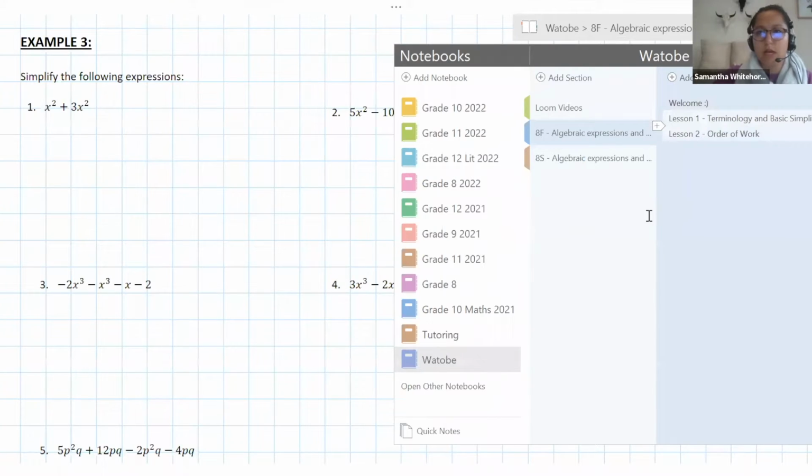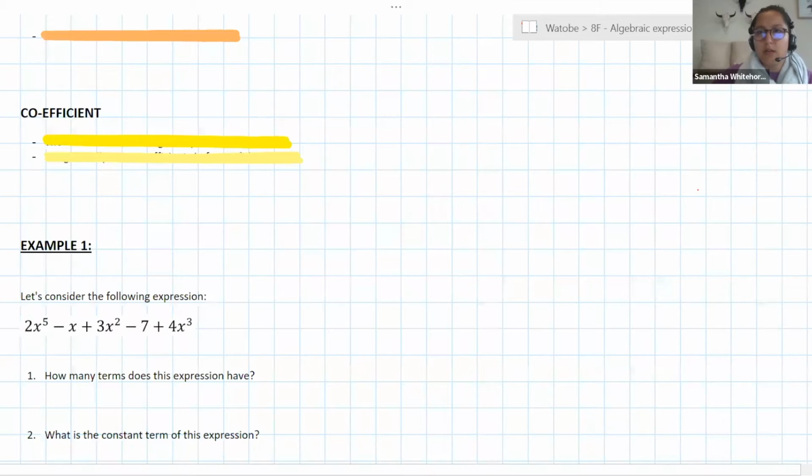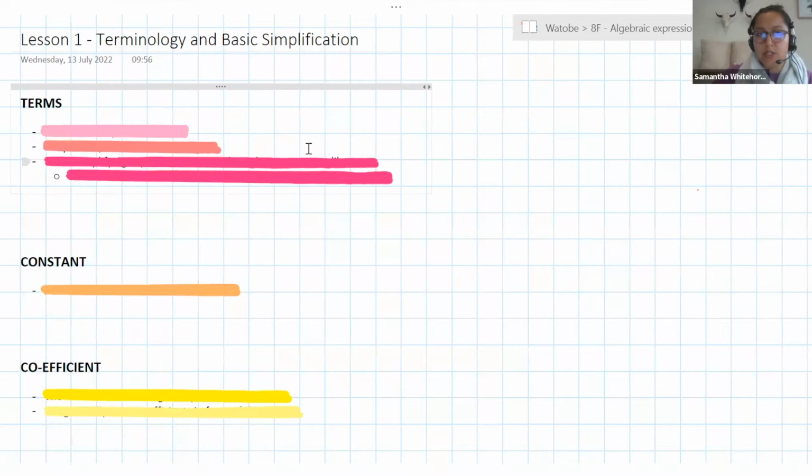Lessons. We're going to have a look at algebraic expressions and equations. This is a really important part of maths, and it's going to be important all the way up until matric if you're going to choose to take maths. So just getting these basics right is really important.